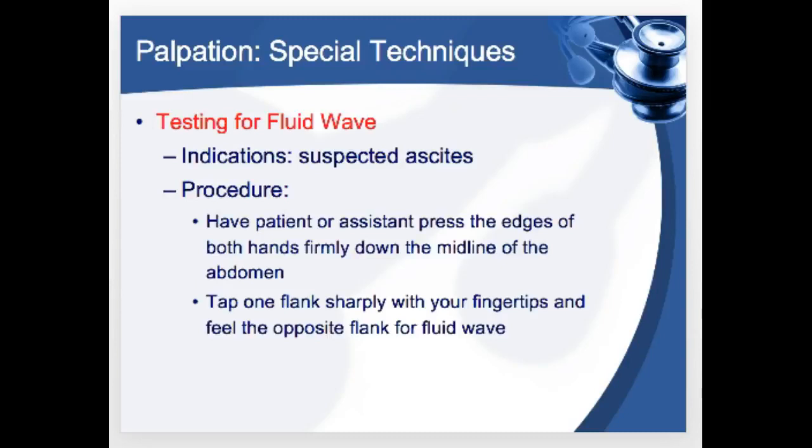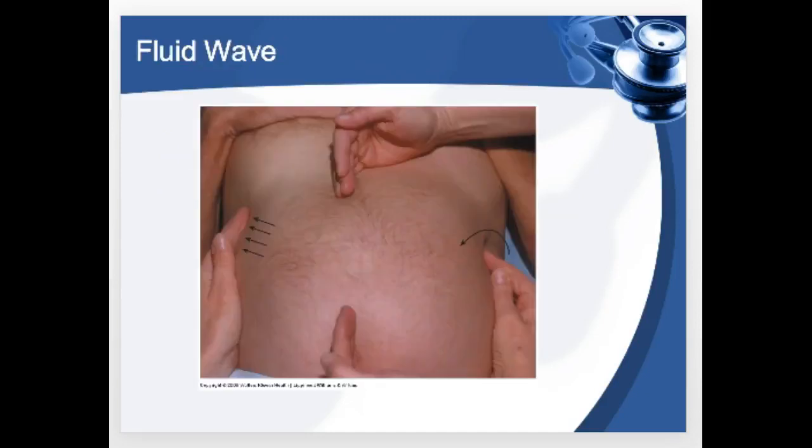You can test for fluid waves. This is when you suspect someone has ascites. I generally just percuss the abdomen for ascites, but you can also test for fluid waves. It's easier if we show you the picture here. You have the patient or someone else hold the abdominal wall contents by putting their fingers here and here.